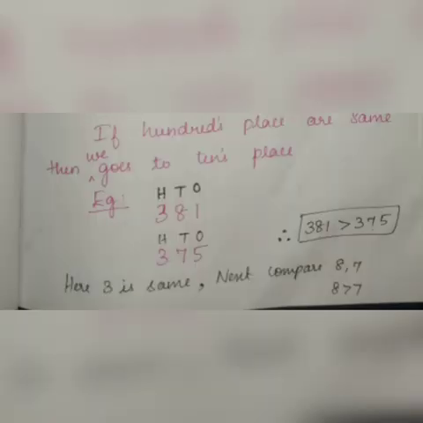Next, I am going to compare another 3-digit number where the hundreds places are the same. So what will you do? If the hundreds places are the same, next we have to compare the tens place, as we did in comparing two-digit numbers. So the hundreds places are the same, so I am going to compare the tens place. Here 381 is given, 375 is given. So here the hundreds place is 3, 3. Both are the same. So we are going to the tens place. 8, 7. So which is greater, 8 or 7? 8. Obviously 8 is greater. So 381 is greater than 375.